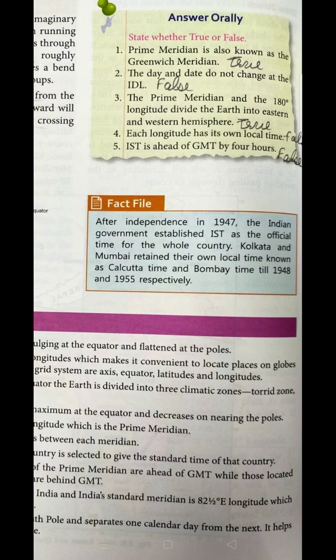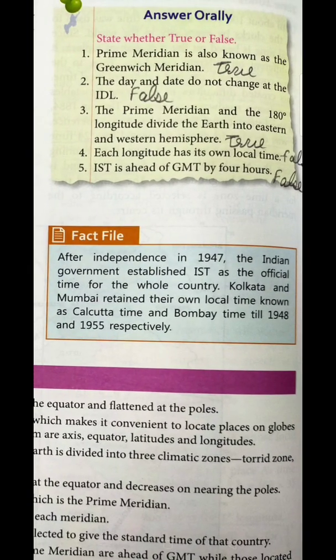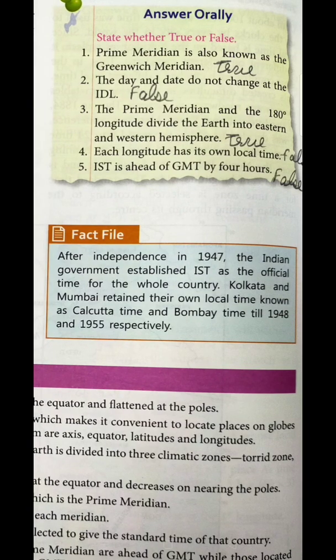Students, further here is one extract that is given. Let's explore what is included there. The prime meridian is known as the Greenwich meridian. Definitely that is completely right. Another one: the day and the date do not change at the international date line. So false. The prime meridian and 180 degree longitude divide the earth into the eastern and western hemisphere. Definitely true. Each longitude has its own local time. True. Further, IST is ahead of GMT by 4 hours. Definitely that is false.